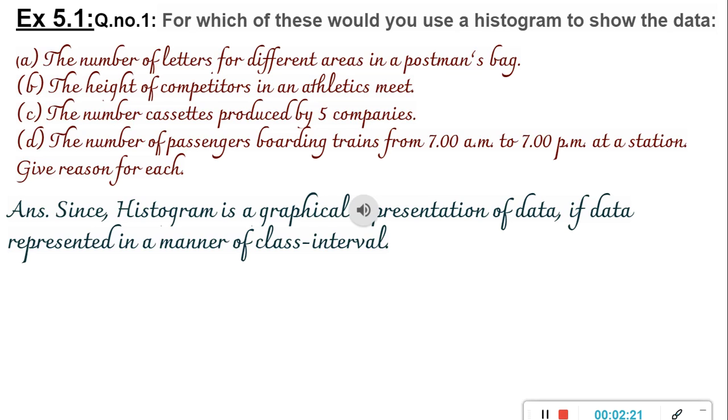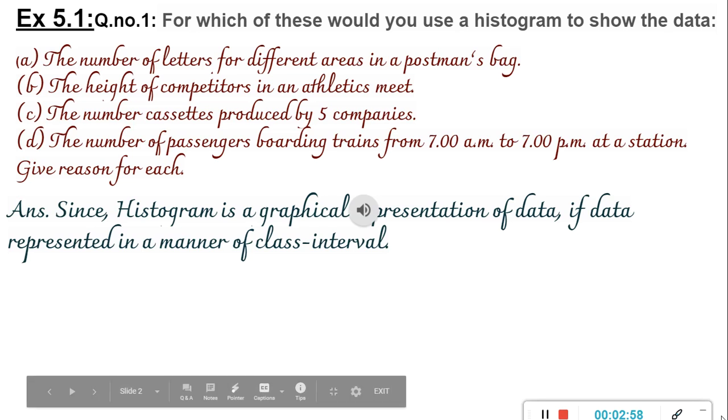Now, fourth one is the number of passengers boarding trains from 7 a.m. to 7 p.m. at a station. So, here time for boarding the train can be divided into intervals, isn't it? So, we can use histogram here. For example, 7 a.m. to 10 a.m. maybe 1,500 passengers are boarded. Like as 10 to 1 p.m., 2000 may be there. 1 p.m. to 4 p.m., 1000 may be there. 4 p.m. to 7 p.m., 800 people may be boarded. Means like this. So, in this case also we can use a histogram, isn't it?